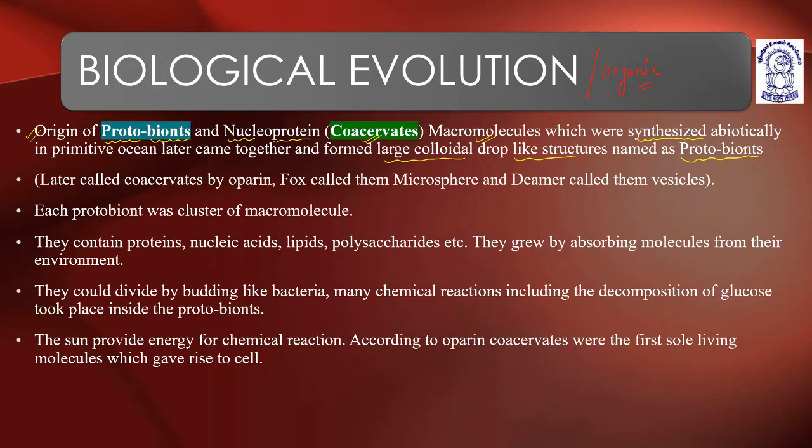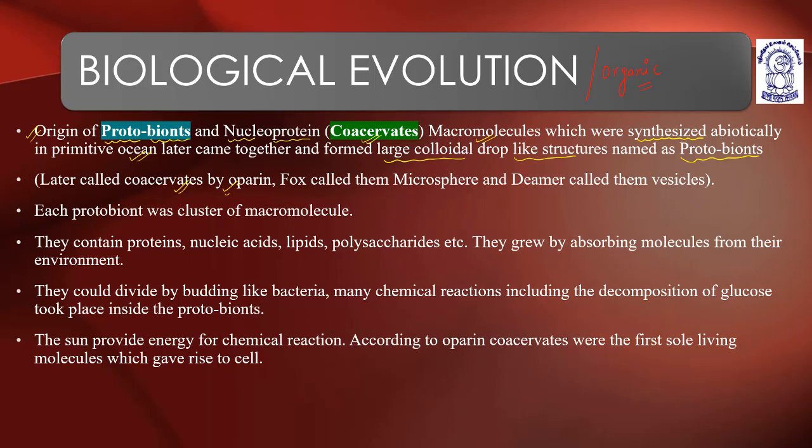So, origin of protobionts and nucleoproteins, that is, coacervates, how are they originated? Macromolecules which are synthesized abiotically, like the carbohydrates, proteins, fats, nucleic acids, everything formed abiotically in the primitive ocean, in the prebiotic soup, came together and formed large colloidal drop-like structures named protobionts. So protobionts are an assembly of the macromolecules which were synthesized during the chemical evolution. These protobionts were known as coacervates by Oparin.